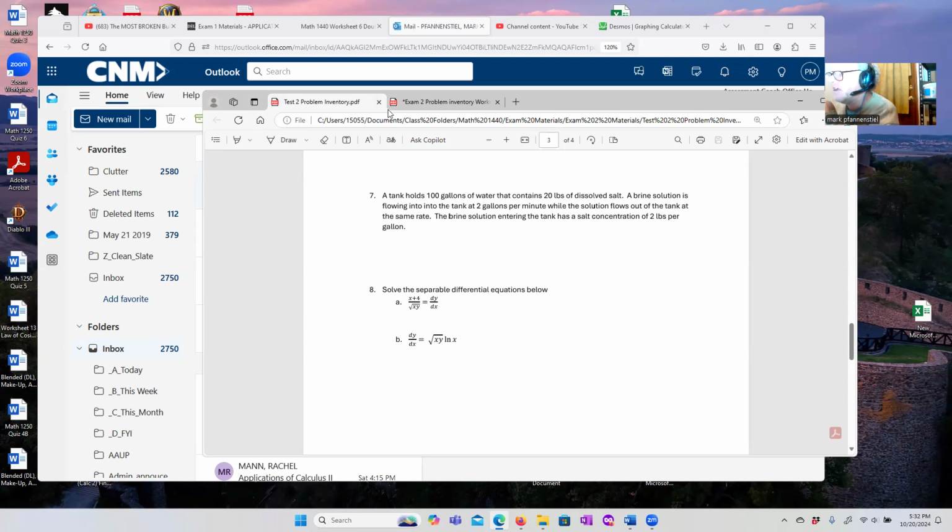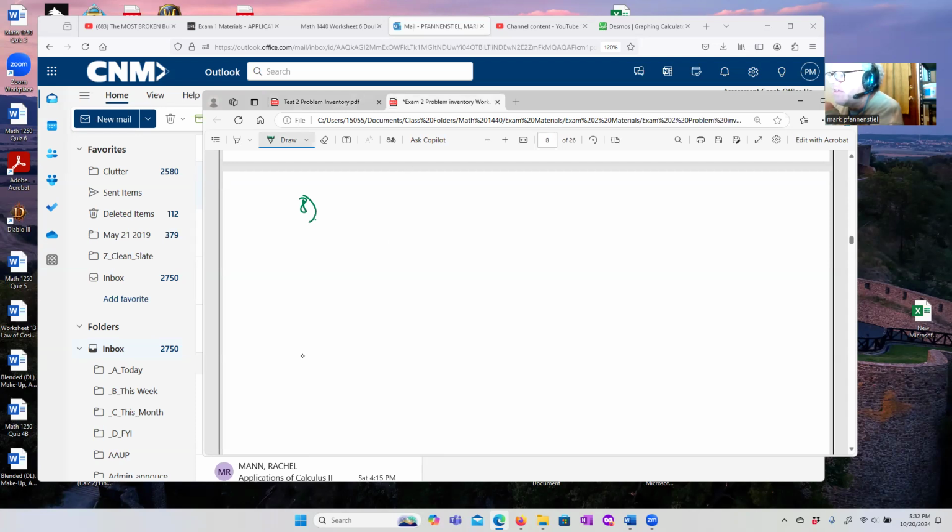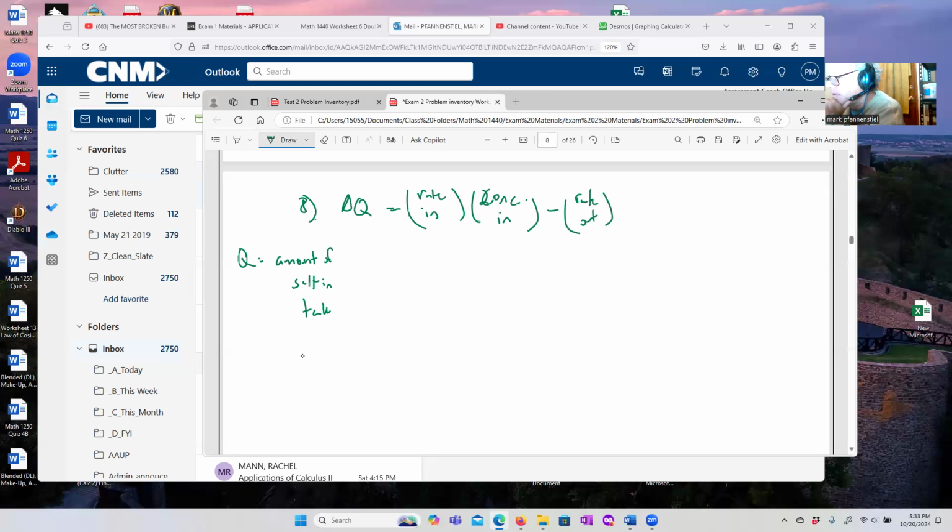Okay, so let me go ahead and set this thing up. This is a very standard kind of differential equation. So what we want to do is say the change in the salt. We're going to say Q is the amount of salt in the tank. This is equal to the rate in times the concentration in, minus the rate out times the concentration out. That's pretty much how you want to set this thing up.